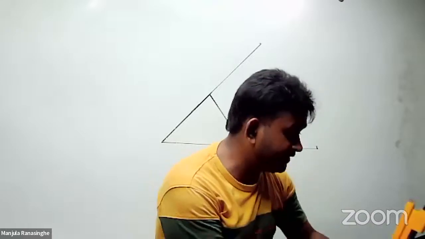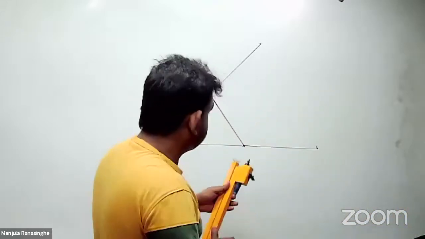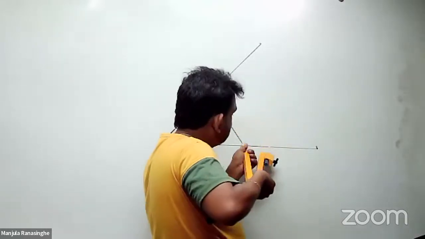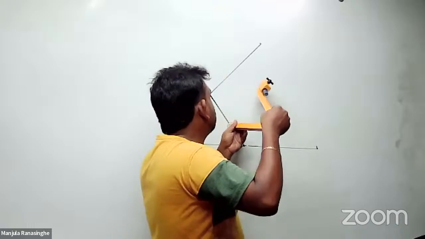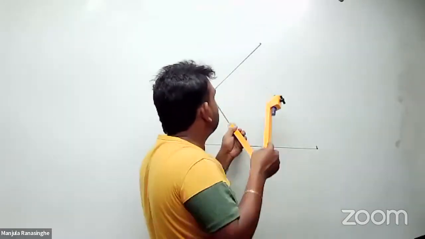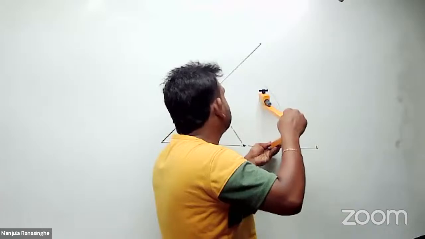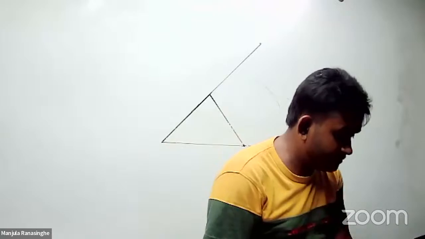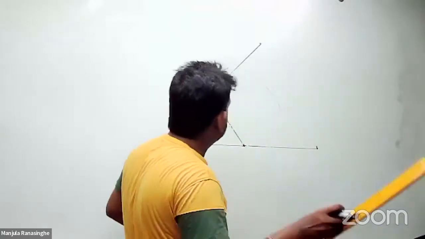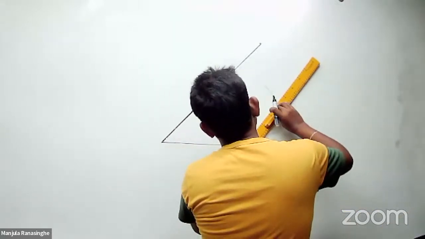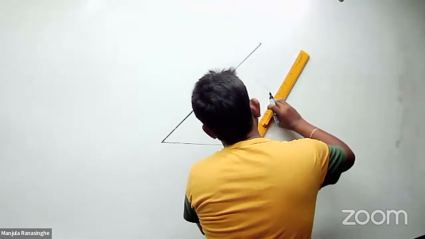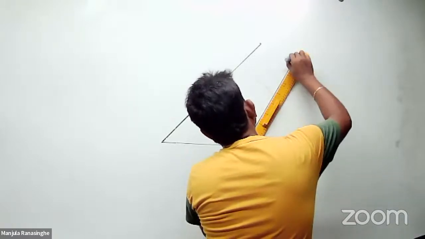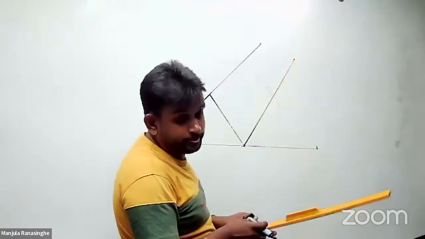So this is how to bisect. See there, this is drawn, and then take more distance and make an arc. And then keep here and make an arc. Now you can connect it. That is the angle bisector.